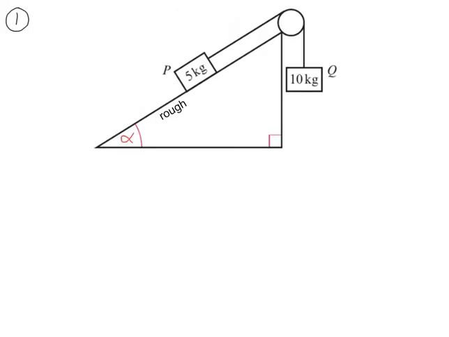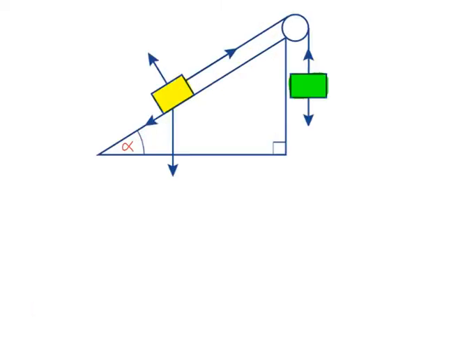Example 1. We have a mass of 5 kilograms which is connected by a light inextensible string over a smooth pulley to another mass of 10 kilograms. The incline is rough, so frictional forces have to be considered. These are all of the forces in play.